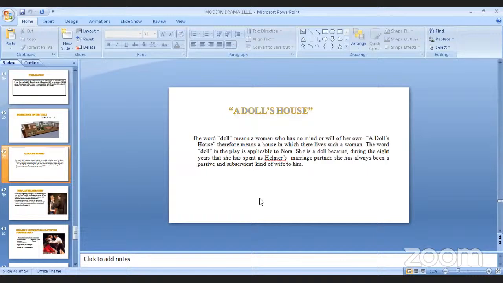So basically, what is the significance of this title? The word doll means a woman who has no mind or will of her own. A doll's house, therefore, means a house in which there lives such a woman. The word doll in the play is applicable to Nora. She's a doll because during the 8 years that she has spent as Helmer's marriage partner, she has always been a passive and subservient kind of wife to him.